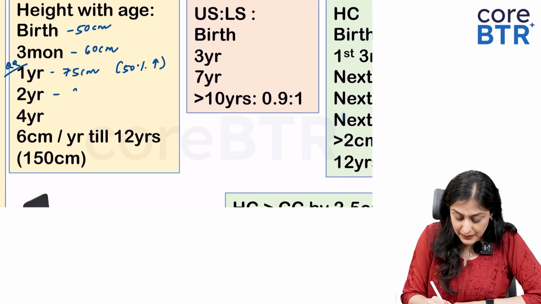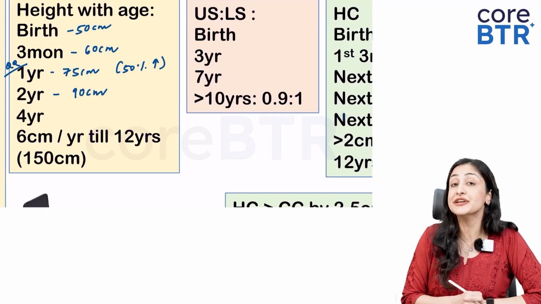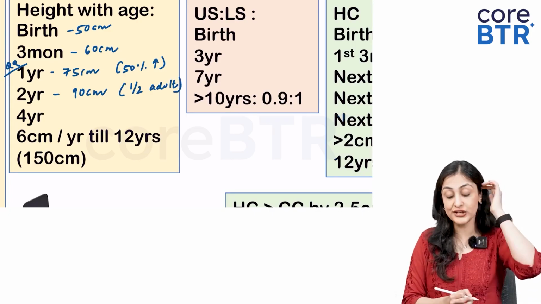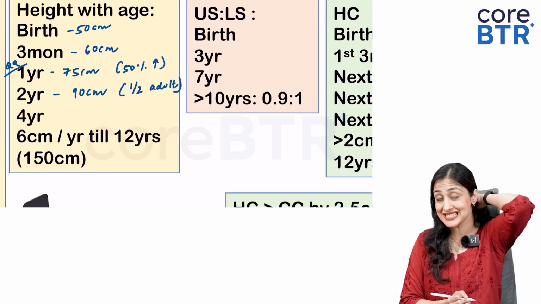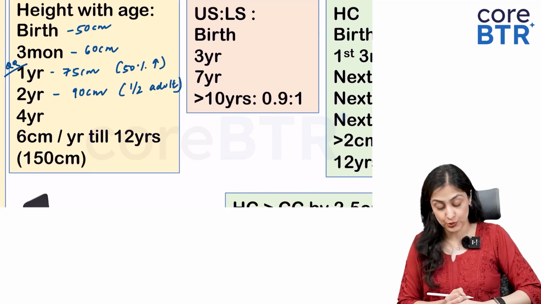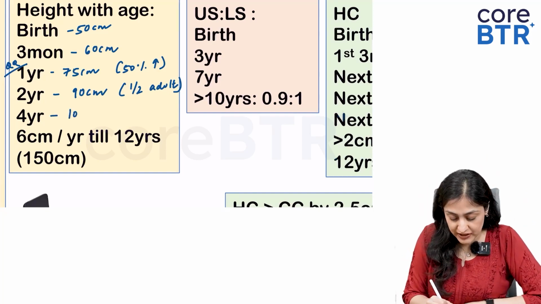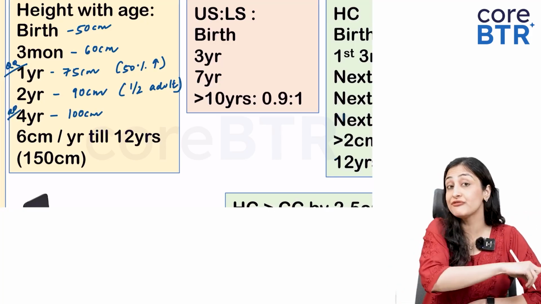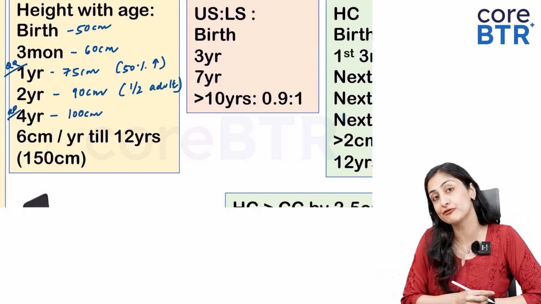2 years, it becomes 90 centimeters. Here the question is, at what age does baby become half of the adult length? So on an average, if we consider adult length to be 180, baby is half of that at 2 years. At 4 years it is now doubling. So what was doubling? Weight was doubling at 5 months. The length doubles at 4 years.